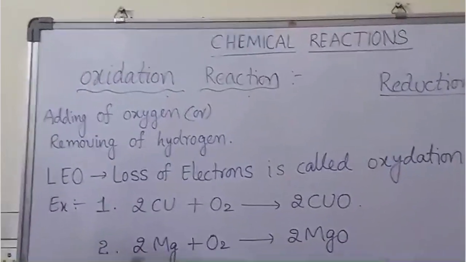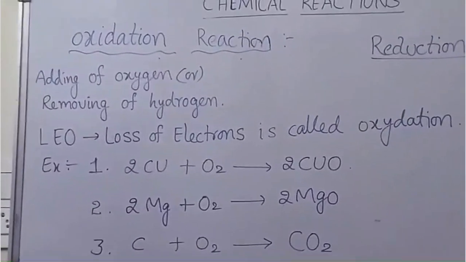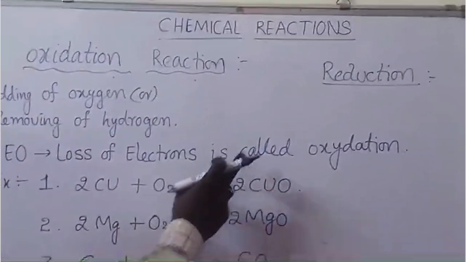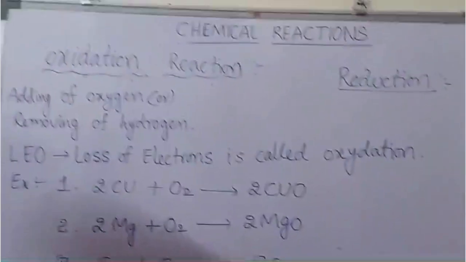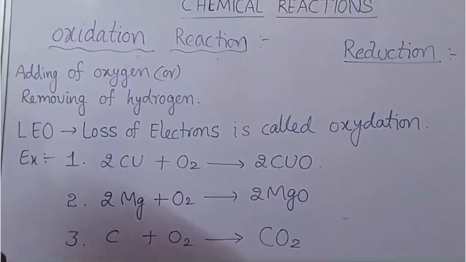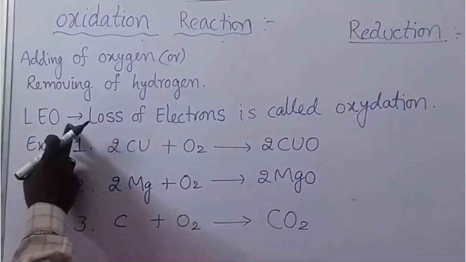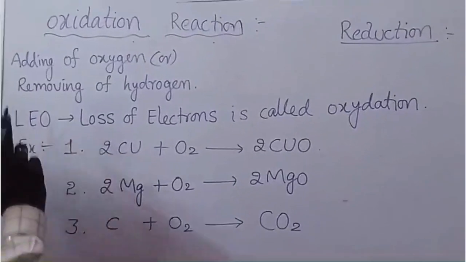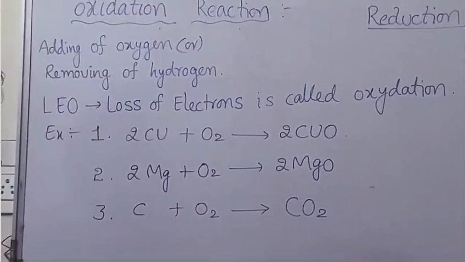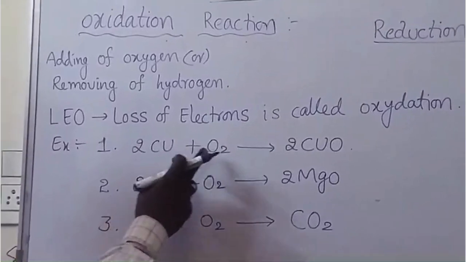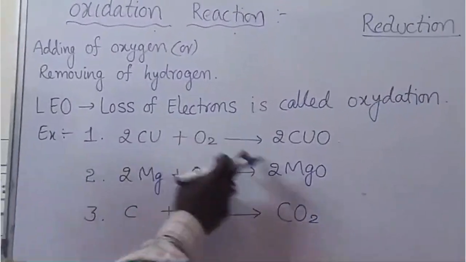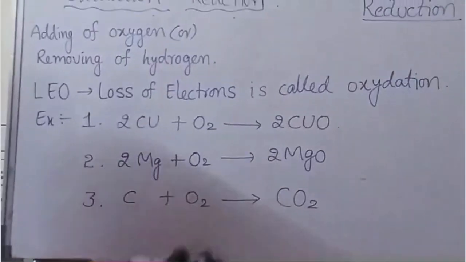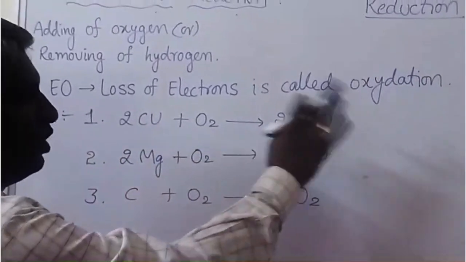Based on electrons also, oxidation is defined as loss of electrons. Simply remember the point of view, and the simple trick is LEO: loss of electrons is called oxidation. Some simple examples. Copper reacts with oxygen and forms copper oxide. 2Cu plus O2 gives rise to 2CuO.